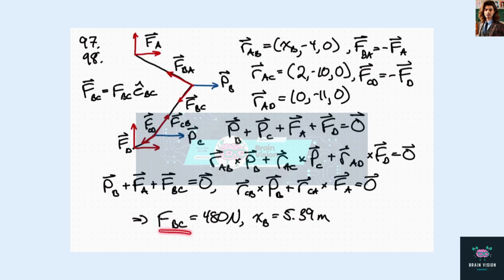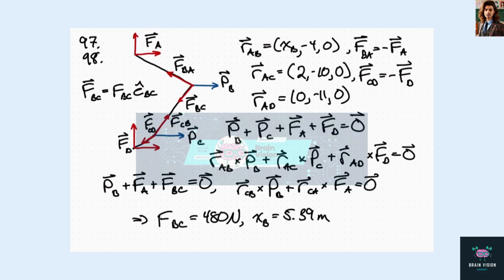And we find that FBC, the tension in this cable there, or that rope there, is 480 newtons. And the position of this point here from the origin is 5.39 meters in the horizontal direction.